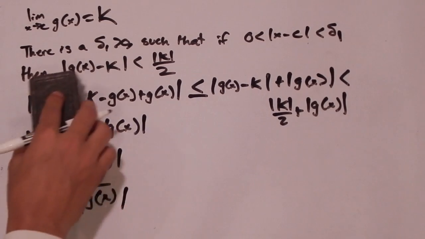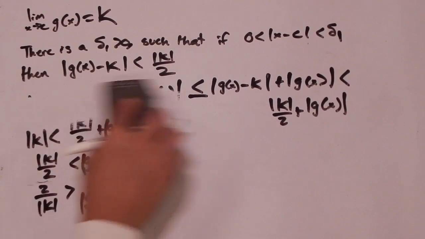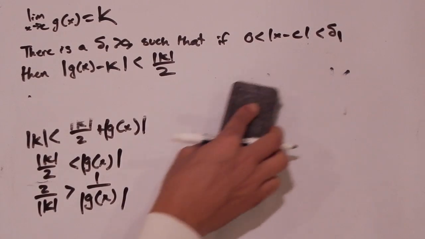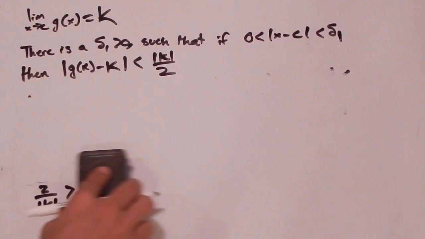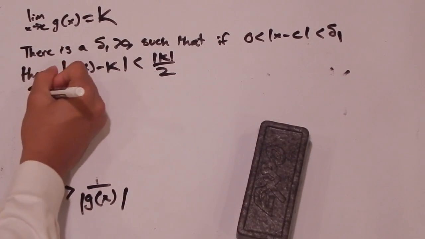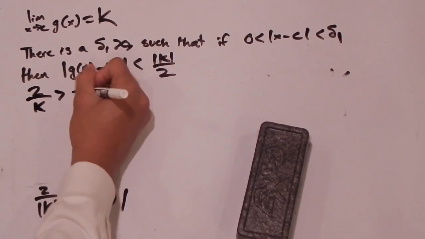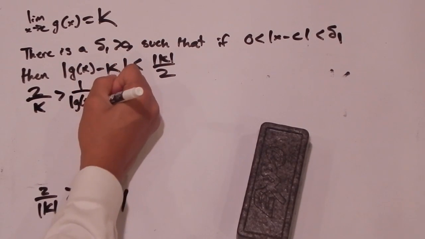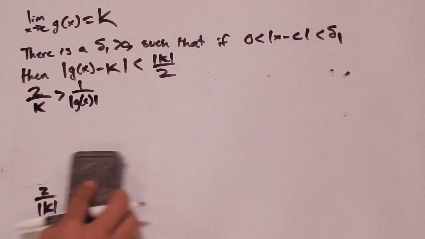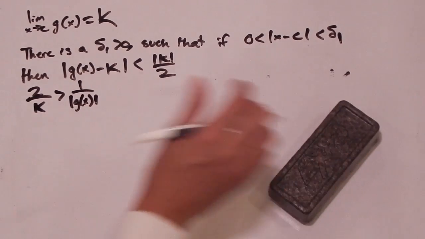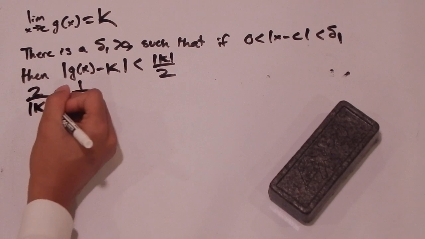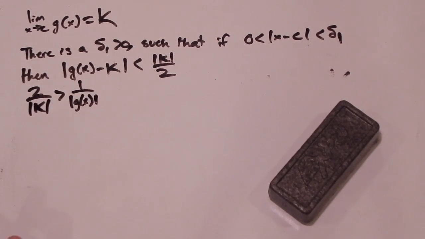So that's what we need to know, and I'm going to keep that here because that's going to be important later on. So we know when we pick x values in that range that 2 over the absolute value of k is going to be greater than 1 over the absolute value of g of x.